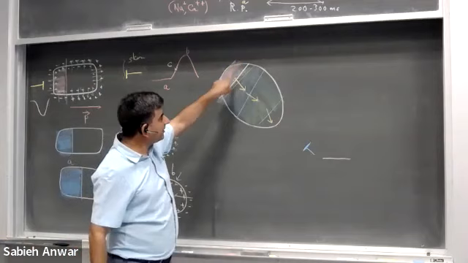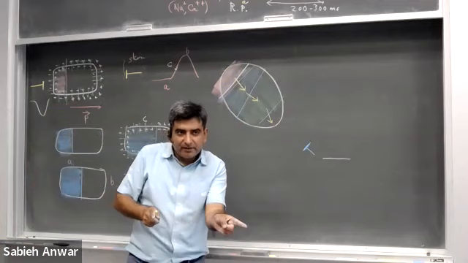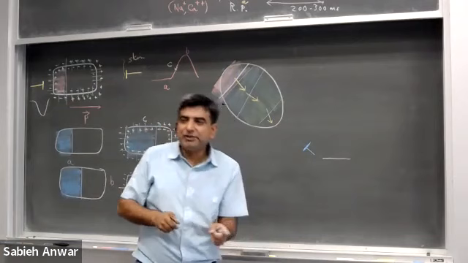The entire heart will act like a macroscopic electric dipole moment, which is changing its direction during the cardiac cycle. And it's not only changing its direction, it's also changing its magnitude.